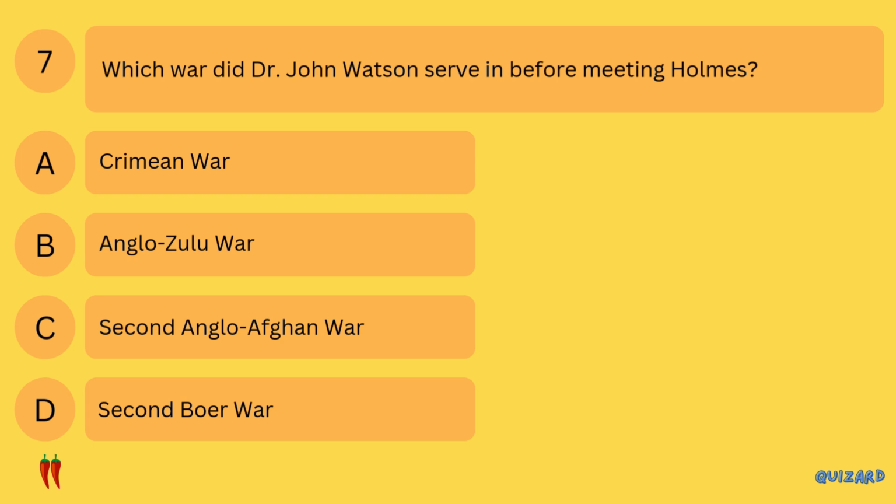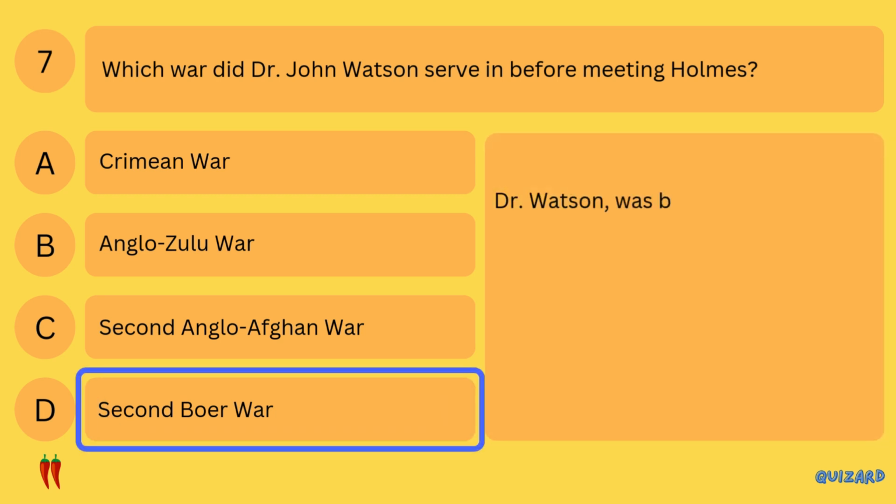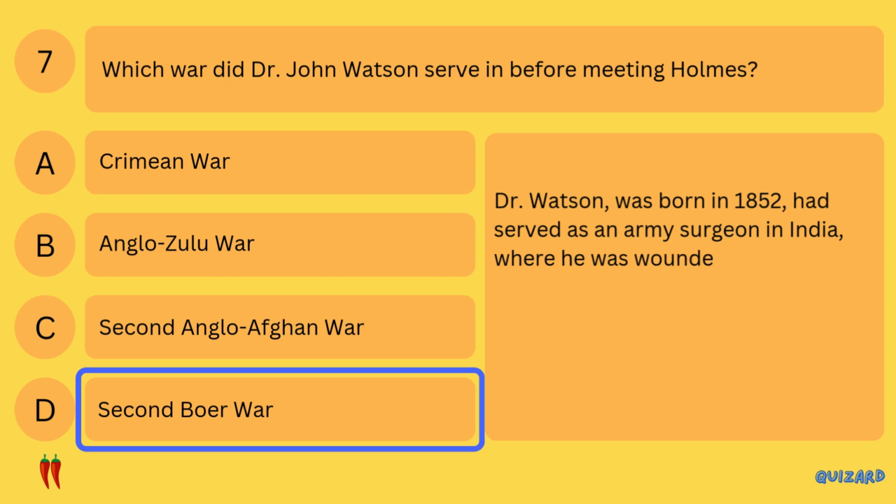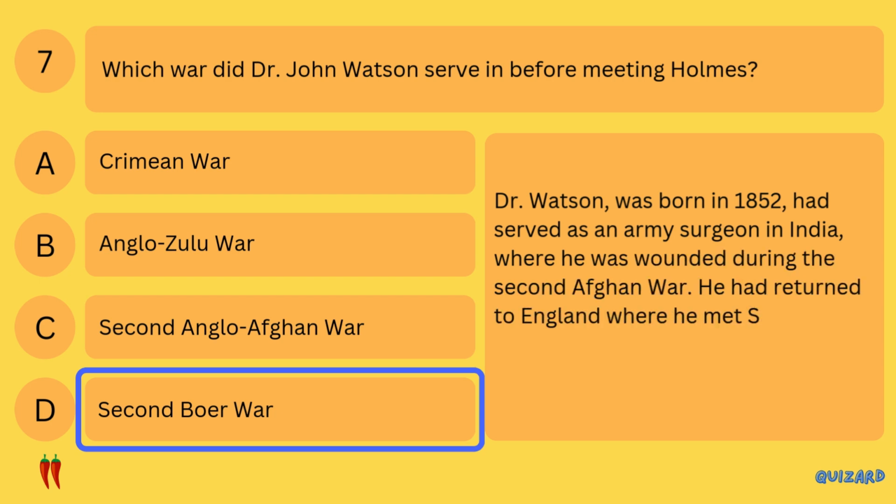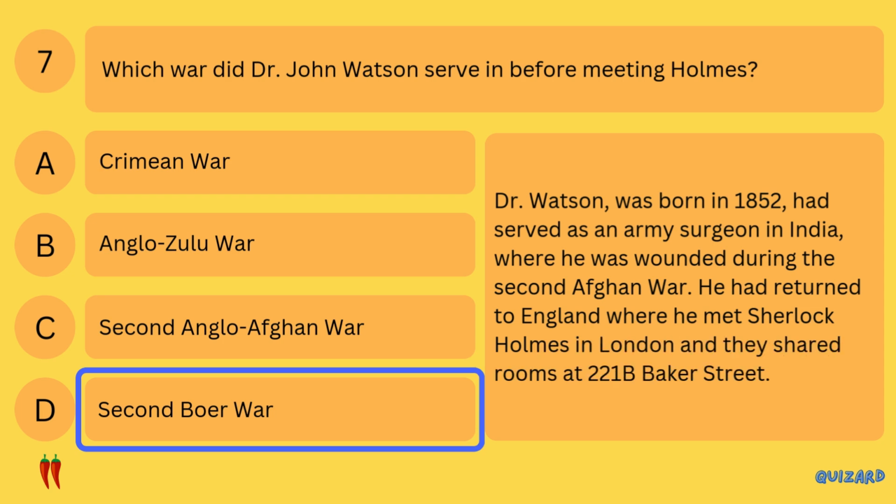The correct answer is C. Dr. Watson was born in 1852, had served as an army surgeon in India, where he was wounded during the Second Afghan War. He had returned to England where he met Sherlock Holmes in London, and they shared rooms at 221B Baker Street.